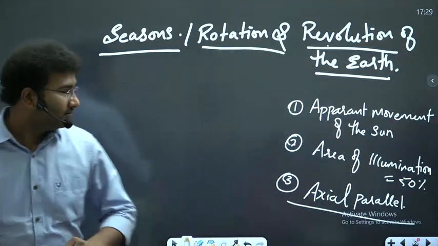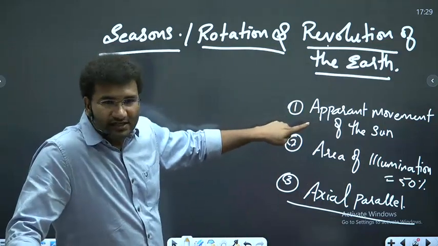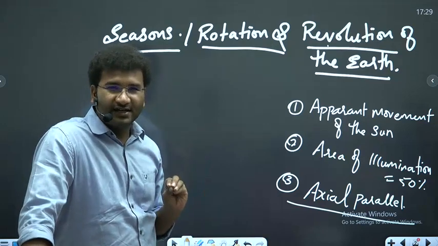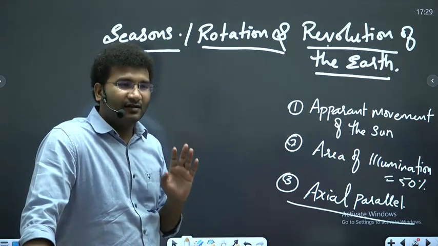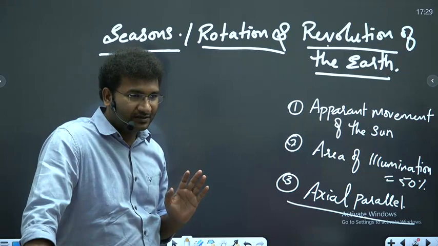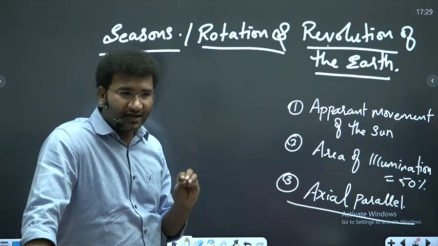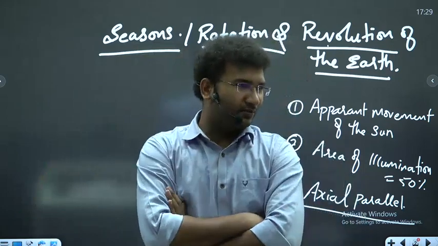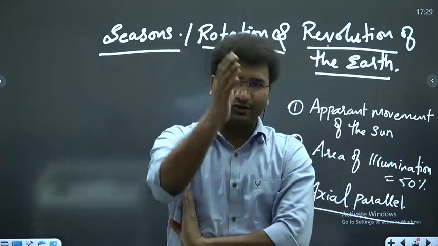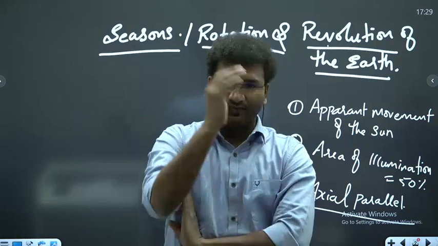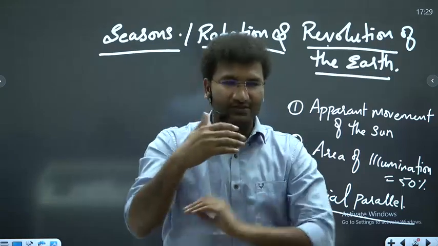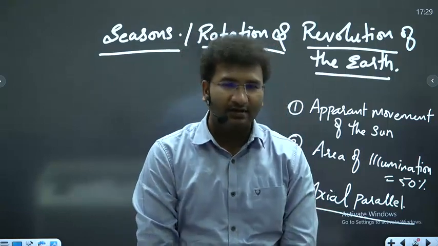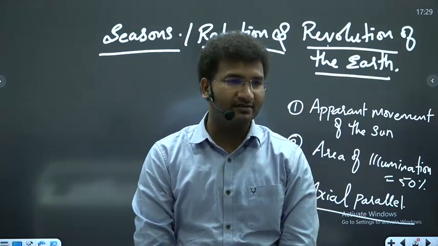See, the first thing I have to tell you is what an apparent movement of the sun is. First you need to understand one thing: the sun will never move from its place. The sun definitely rotates and revolves. Look, today you are standing here in the morning. Just imagine you are facing the east. Where is the sun? Opposite to you. Imagine in front there is your sun. By evening, where will the sun be?